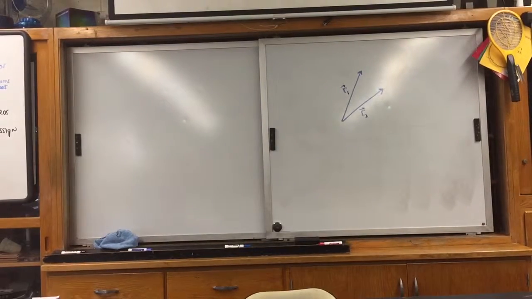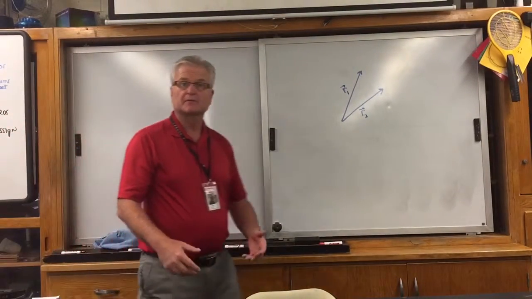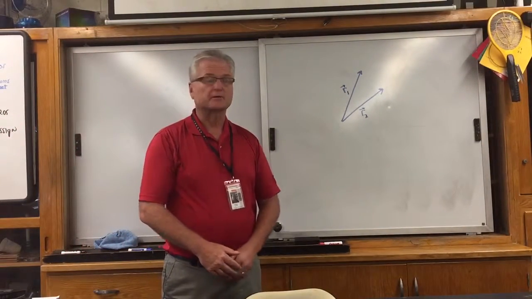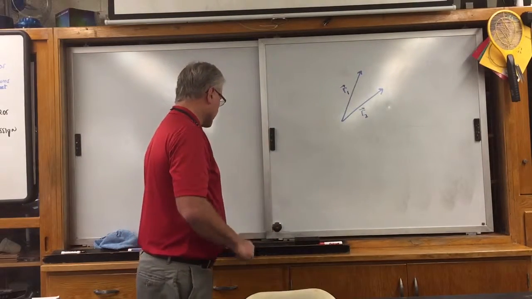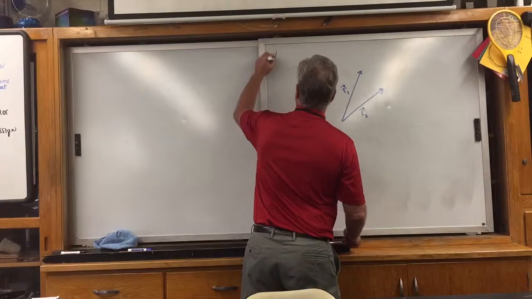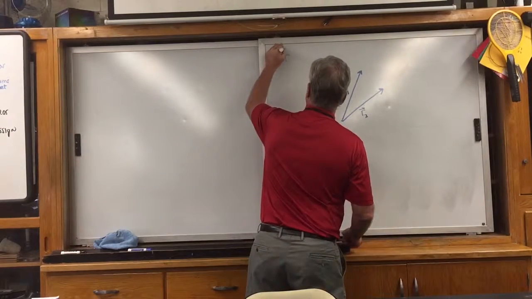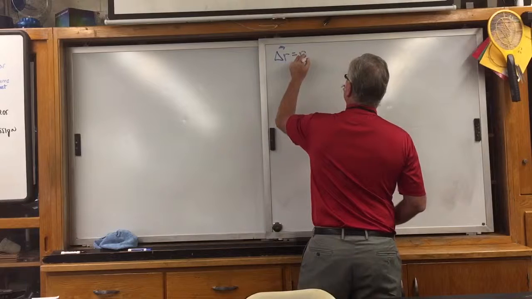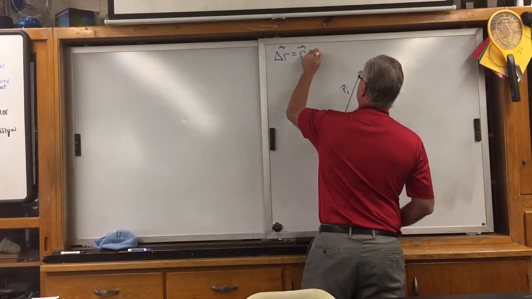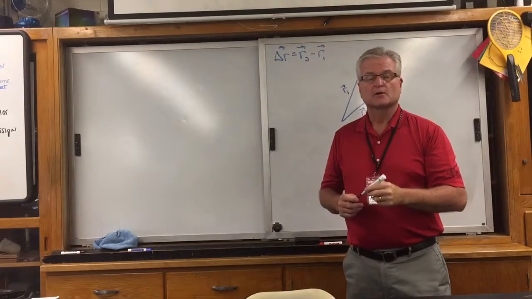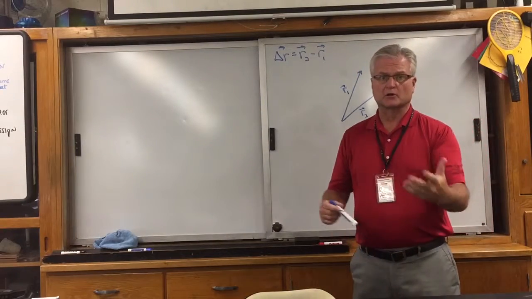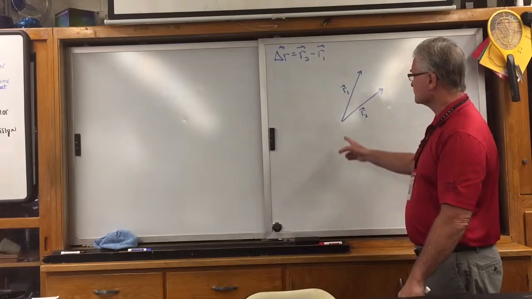Now let's take a look at another way of approaching this displacement for our position vector. So if we want to find the change in R, we recognize the fact that the change in R for our position vector is equal to the final minus the original position, like so. And it makes sense.